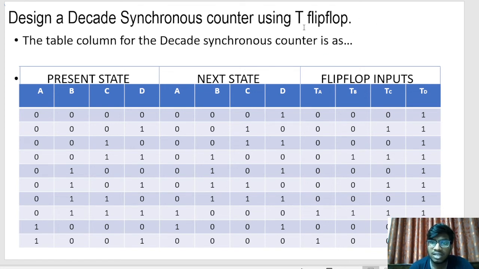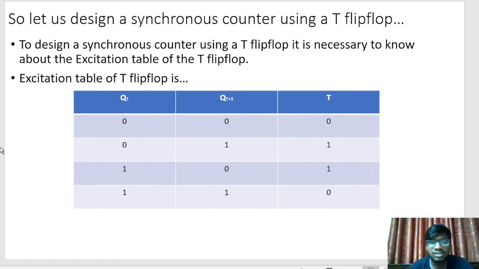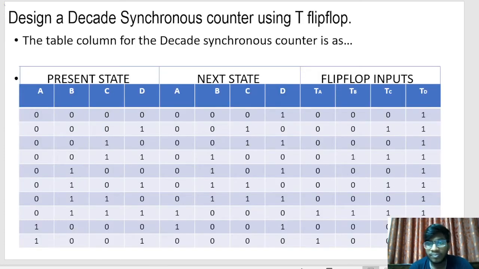As we are using a T flip-flop, we also discussed the excitation table of T flip-flop. So now we are going to determine the flip-flop input TA. So consider only the A column. When the present state is 0 and the next state is 0, there is no change in the state, so the output will be 0. And same when it is 0 and 0, the output will be 0.